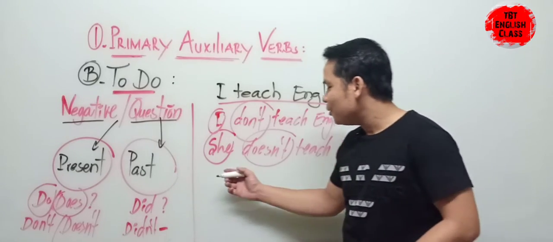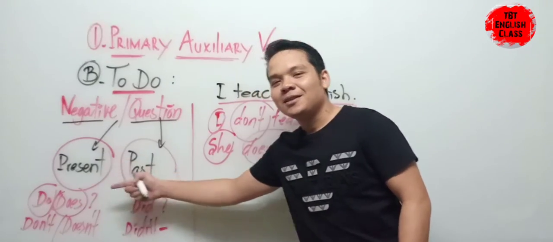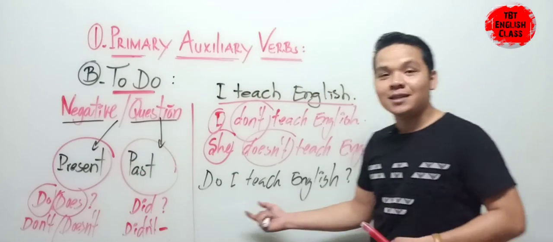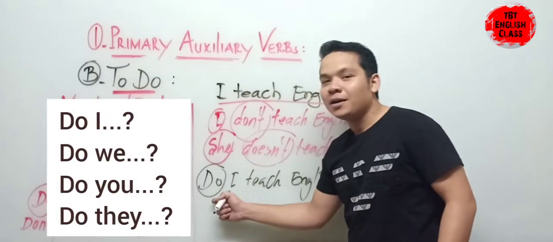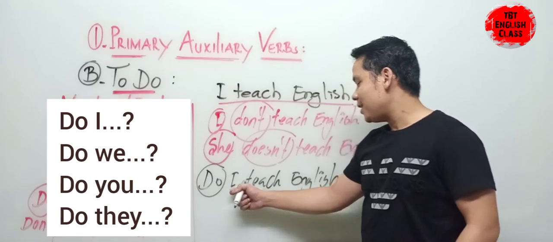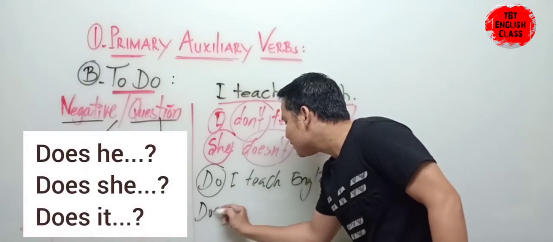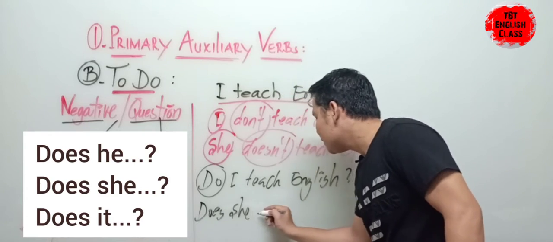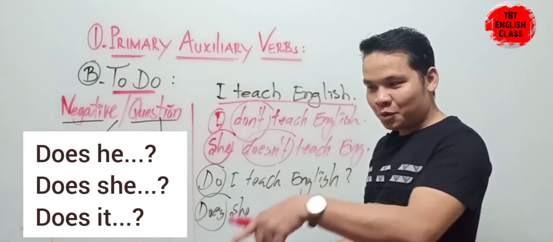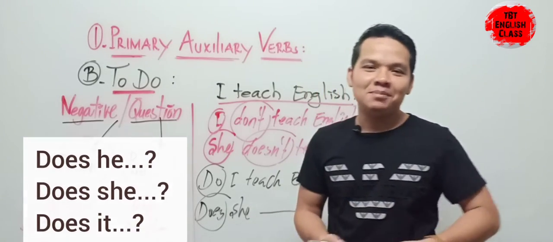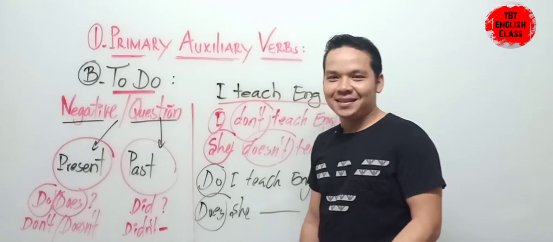As you know, I told you already, we use do or does to change simple sentence to be question. Okay, you can see this sentence. Do I teach English? So we use primary auxiliary verb do to put before the subject, and then this sentence becomes question. Okay, another one, does she teach English? You can see we just move primary auxiliary verb to put before the subject, the sentence becomes question. Okay, everyone, very simple to recognize like this.